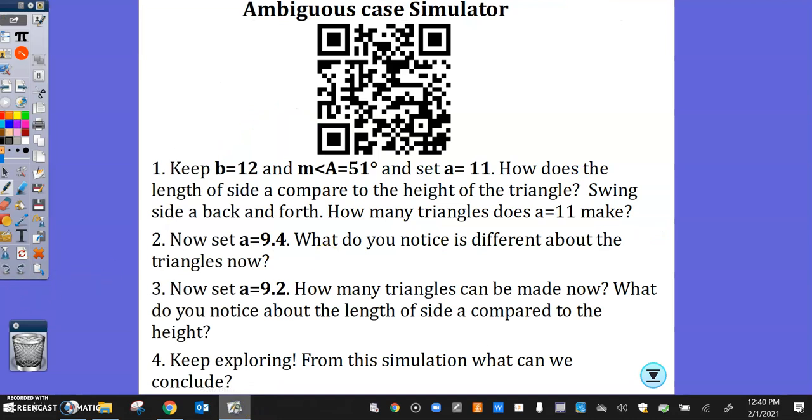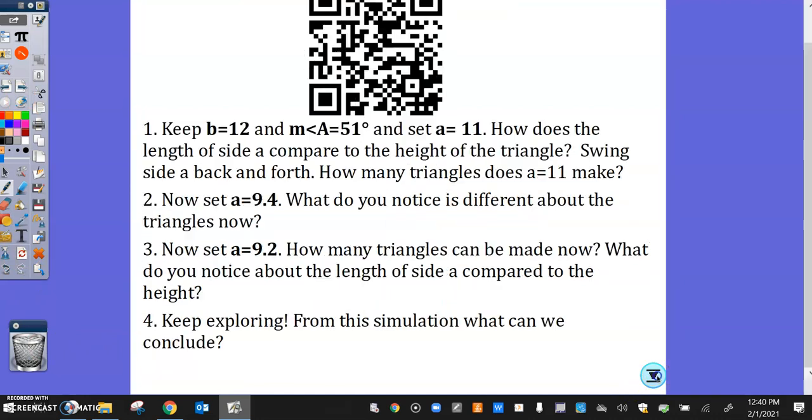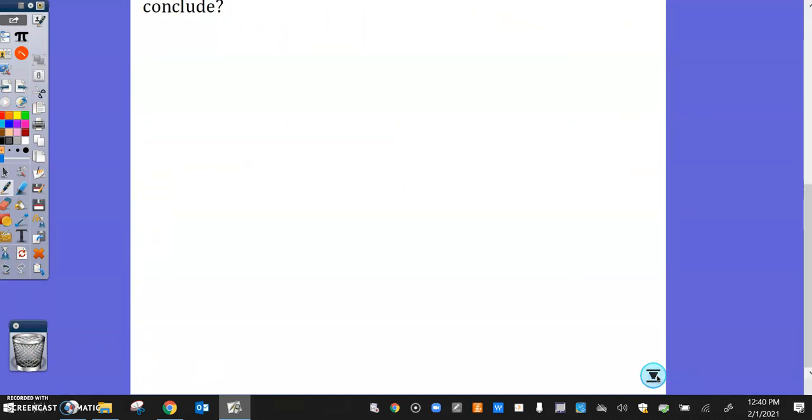So we're going to go back here. We're going to write down real quick what we found out from looking at that. Here's what we found: my hanging side.